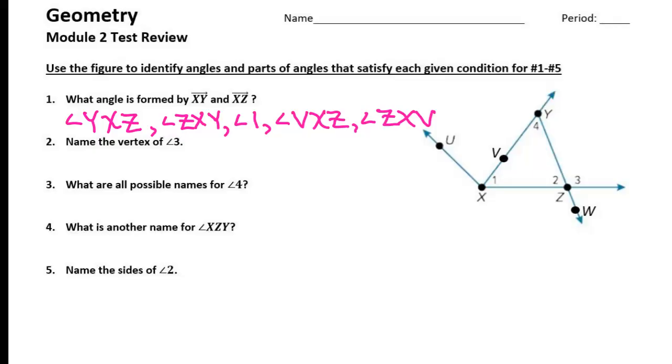All right. Number 2 says, name the vertex of angle 3. The vertex is the corner. Here's angle 3. Thank you. What is the name of the corner of angle 3? Z.